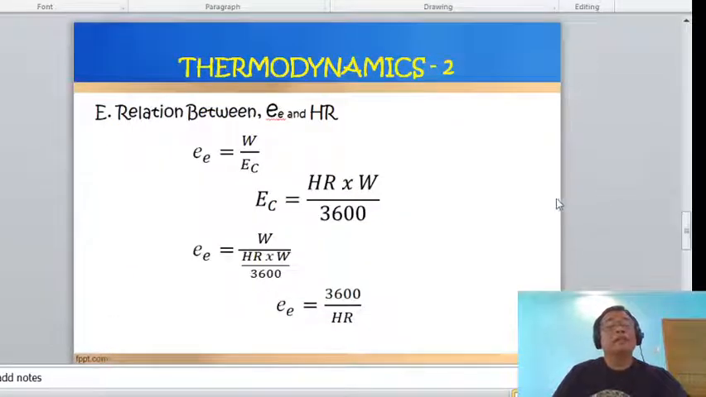Next class is the relation of the thermal efficiency and the heat rate. Thermal efficiency is the work divided by the energy chargeable. Since EC is also equal to the heat rate times W over 3600, substitute this equation in EC. So the thermal efficiency is equal to 3600 over the heat rate. This is similar to the thermal efficiency and heat rate relation in the performance of the diesel power plant.